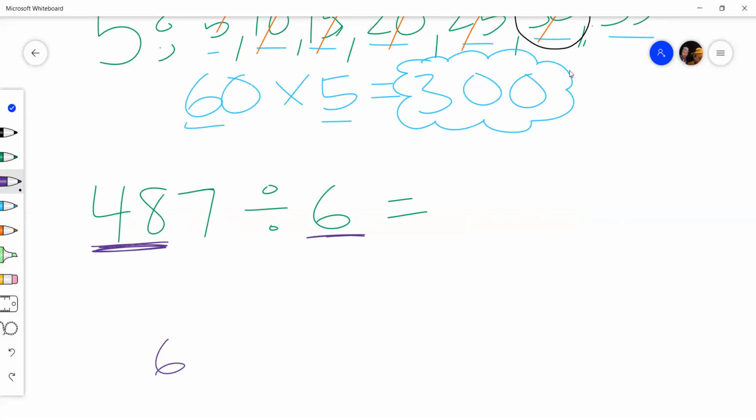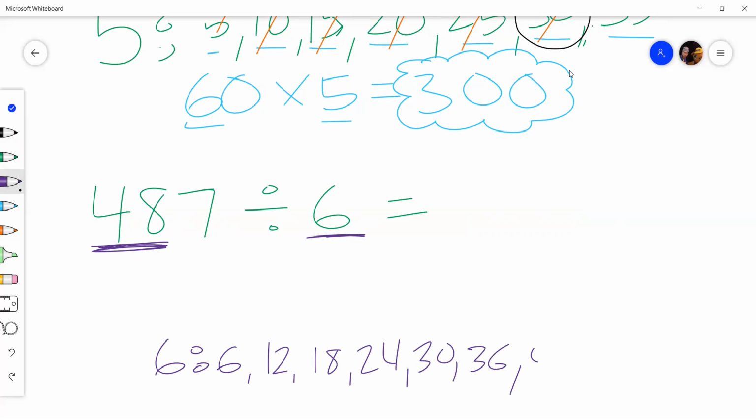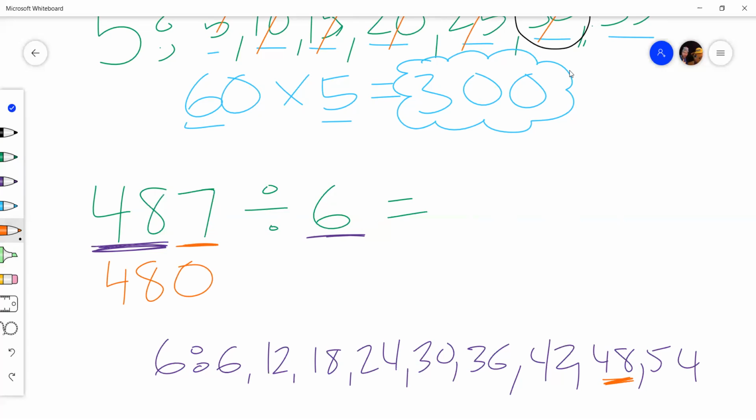So let's see, multiples of 6 would be 6, 12, 18, 24, 30, 36, 42, 48, 54. Oh, wait, I'm going to stop there because actually I see it. Look at here. So I'm going to keep this as a 48, but of course, I'm going to change this to a 0, so I get 480. And the reason why I picked that is because I know through these multiples of 6 that 48 and 6 are compatible. 48 divided by 6 gets me 8, right? Look, 1, 2, 3, 4, 5, 6, 7, 8.